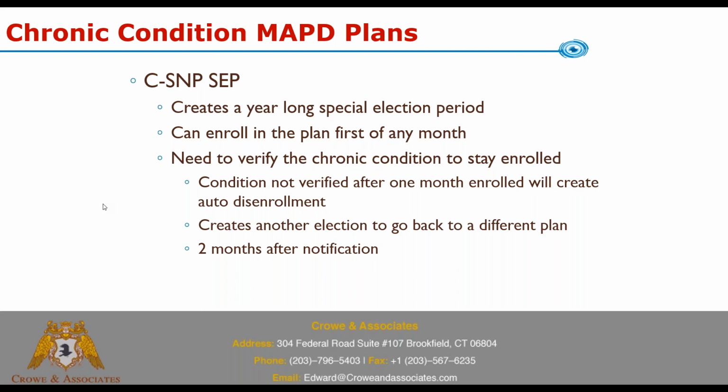It's fairly common for people to say, yes, I have a chronic condition, and they likely do. That matches up, you enroll them in the plan, but then they never get the verification form filled out. What's going to happen in that case is at the end of that first month of them being enrolled, they'll be disenrolled, but that then does create a 2-month special election to put them back in any other plan. So special election to get in. If they don't verify the condition, then you've got a 2-month special election to move them back to something else. Hopefully that was fairly clear.